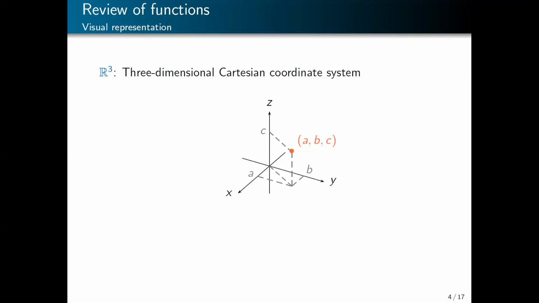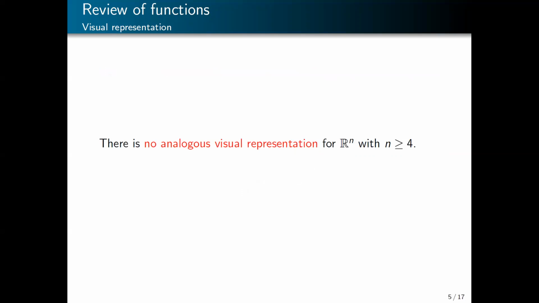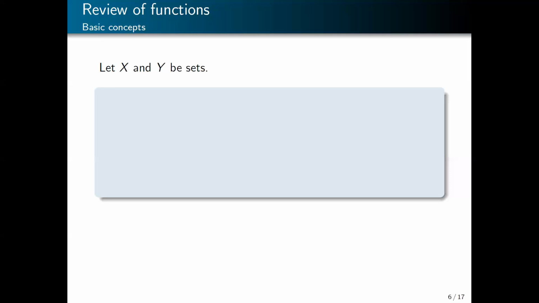The point has coordinates (a, b, c), where a is the coordinate of the foot of the perpendicular to the x-axis, b is the coordinate of the foot of the perpendicular to the y-axis, and c is the coordinate of the foot of the perpendicular to the z-axis. The graph of a subset D of R3 consists of all points in space whose Cartesian coordinates belong in D. There is no analogous visual representation for Rn for n greater than 3.